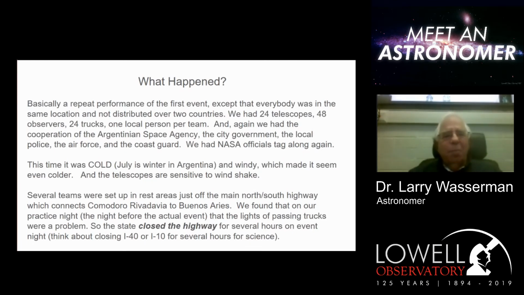But we found that on our practice night, the night before the actual event, we go out and do a dry run exactly as you would for the real event, that the lights of passing trucks were a problem. They shone into the telescope. So the state, whatever state contains Comodoro Rivadavia, actually closed the highway. They put police barricades up for several hours on event night. And if you live on an interstate, as we do here in Flagstaff, think about closing I-40 or I-10 for several hours for a science experiment and see how far that's going to get you.